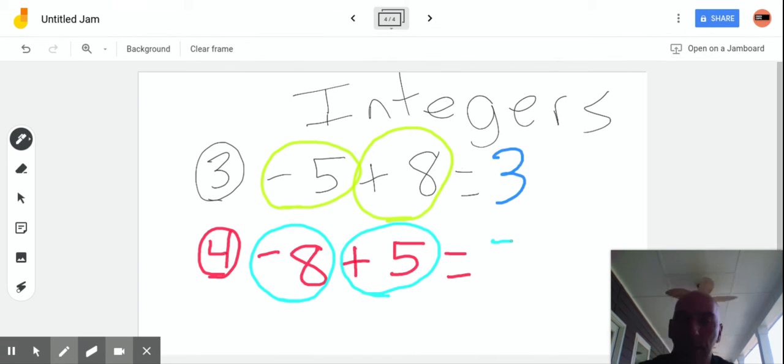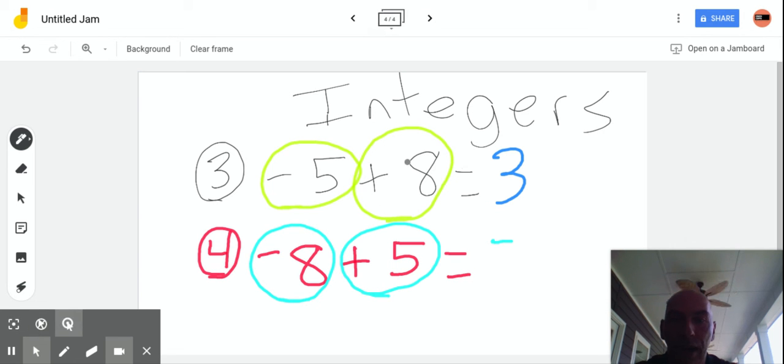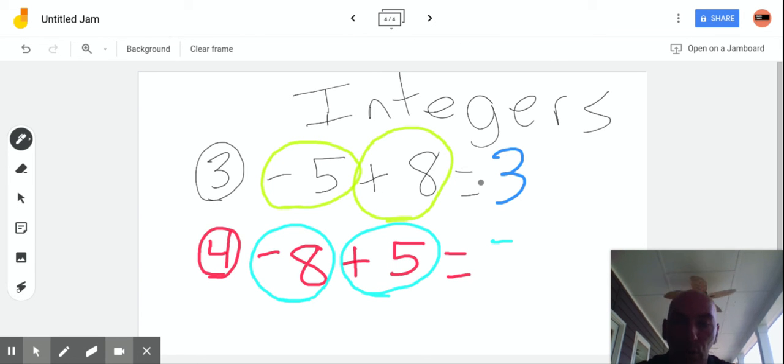Look back at number 3. The higher value is 8. It was a positive. The answer was positive. We didn't put +3, but you don't have to put a plus sign in front of a positive answer. But we have this one, we have -8, +5. Different signs subtract, but keep the sign of the higher value. So the higher value is 8, and that means it's going to be a negative, and the answer is -3.